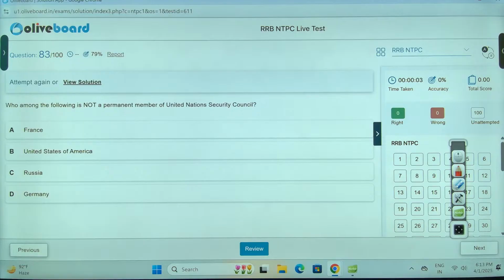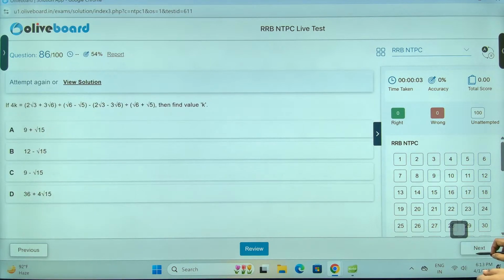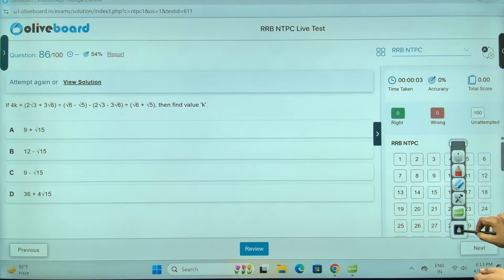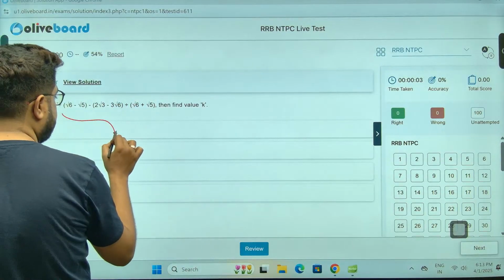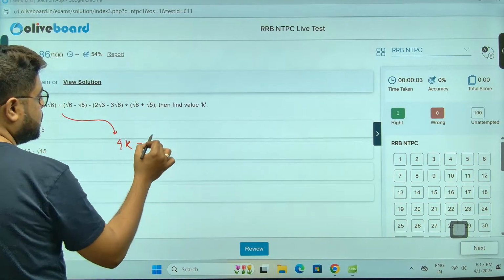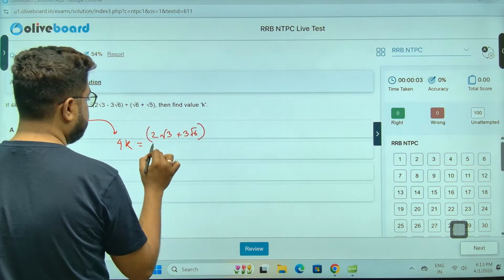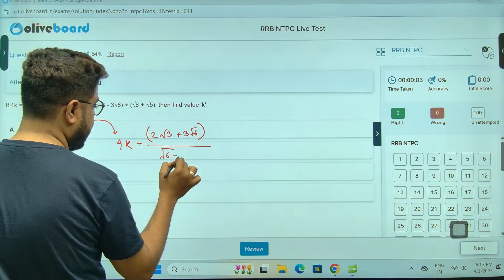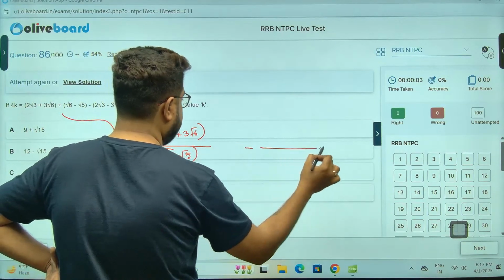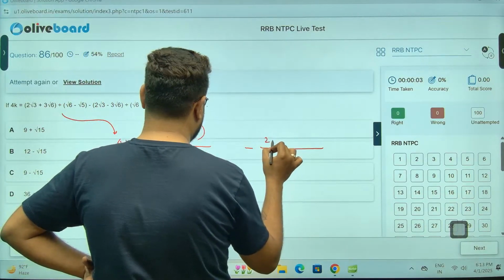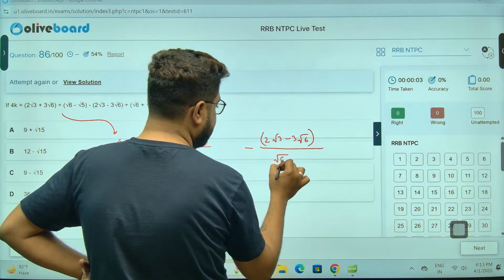Chalo. This one. Let's write it down. 4K is equal to 2 root 3. Let me show you one very good technique here. By root 6 minus root 5, minus 2 root 3 minus. Just bear with me for 1 second. You will get to learn something new.